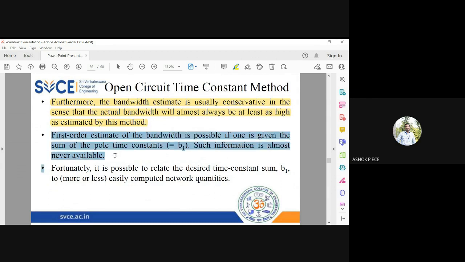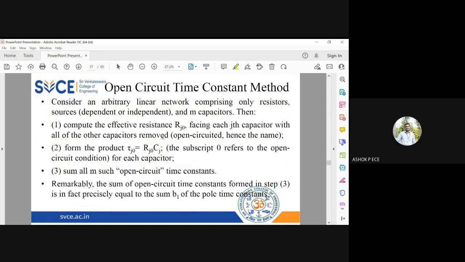So when a system is given, you must know what its bandwidth is. For that, what mathematical technique am I going to follow? I am going to follow this open circuit time constant method. That is going to help me estimate the amount of bandwidth I can find for a particular network. So how will you do this for a network consisting of resistors and capacitors?